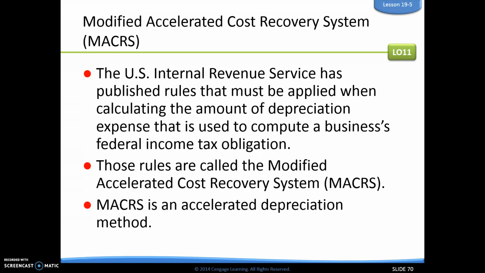Now, we also have something called MACRS, which is part of the US IRS system, and they have published rules that must be applied when you calculate the amount of depreciation expense that's used to compute federal income tax obligations. So this has to do with federal income taxes. And those rules that they've created are called Modified Accelerated Cost Recovery System, or MACRS. And MACRS is actually an accelerated depreciation method.